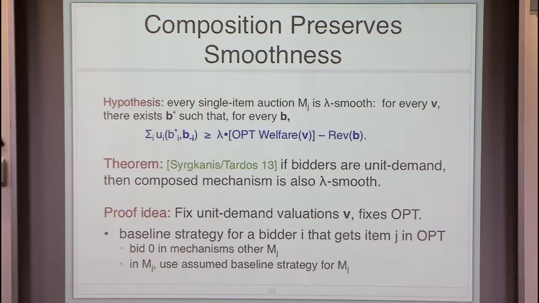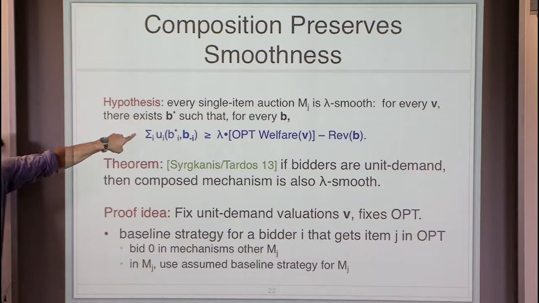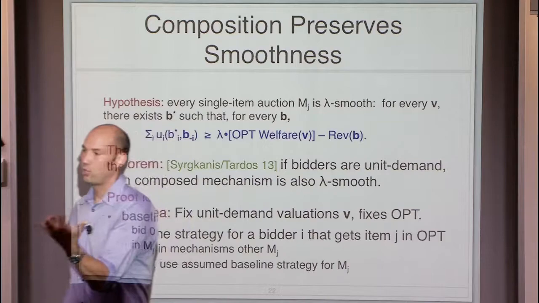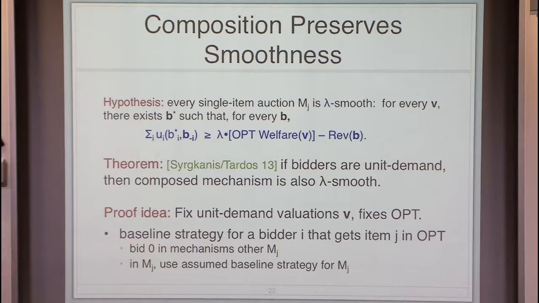So that would say for every profile of one dimensional valuations, there's baseline strategies, which are one dimensional bids, so that for every one dimensional bid vector B, this holds. What do we have to prove? We have to prove the analogous inequality for the composed mechanism, where there's M single item auctions. So now we have to prove that for every valuation profile, where now a valuation is m-dimensional, where m is the number of items, for every m-dimensional valuation profile, we can choose baseline strategies. Again, each of those is going to be an m-dimensional bid vector, so that for every bid profile B, again m-dimensional, this inequality holds. All right? So that's what we have to prove.